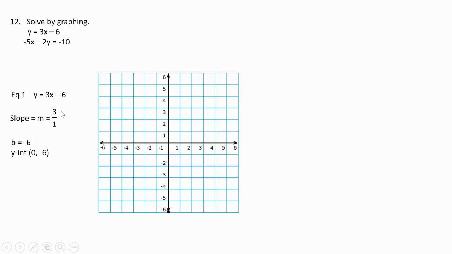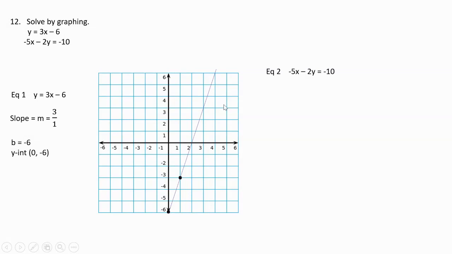Then I'm going to go up 3, be positive, 3 up, and 1 to the right. So I'm going to go 3 up from the y-intercept, 1, 2, 3, and 1 to the right. So the point should be about right there. And then all we do is connect the points. That's my line for equation number 1.